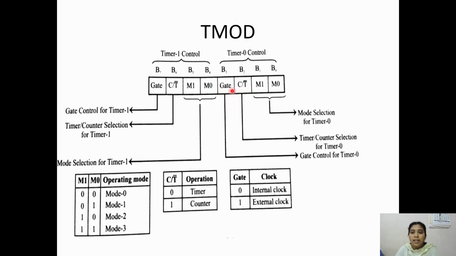Then this is the gate control for Timer 0 and this is the gate control for Timer 1. If this bit is 0, it acts on the internal clock. If it is 1, it acts on the external clock.